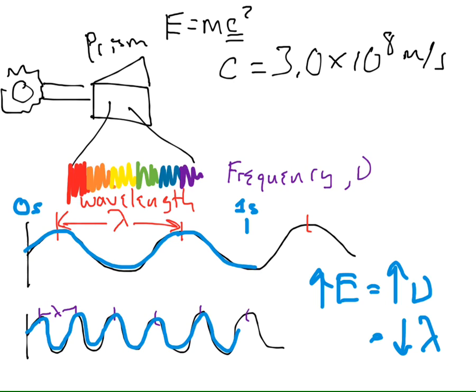Okay, so in light, red is the lowest energy end of the spectrum. Let's use a good color here. So this down here is the low energy end. And purple, this down here, is the high energy end. So violet light has more energy in it than red light, for example.